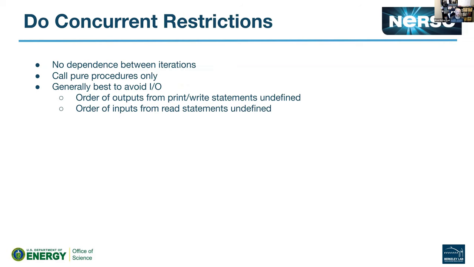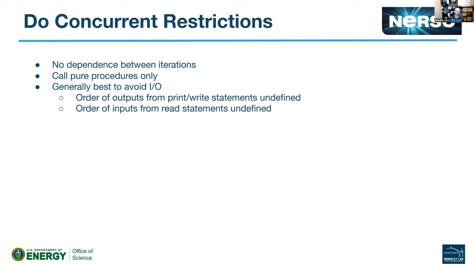So the restrictions on do concurrent: there can be no dependence between iterations. This is telling the compiler that this ought to be able to be done in parallel. If there are dependences between iterations, then you can't do it in parallel. So that's rule number one. There are a lot of ways that the compiler can check you, but not every possible way that you could violate that rule can be checked at compile time. So it's on the user to write code that doesn't have any dependence between iterations.